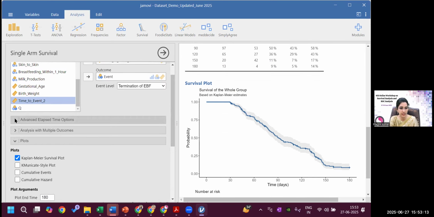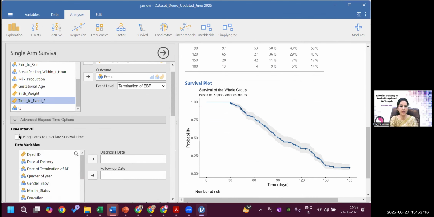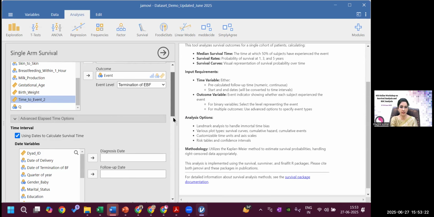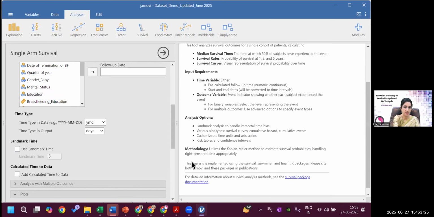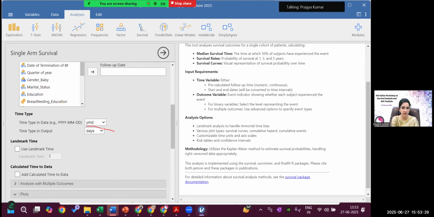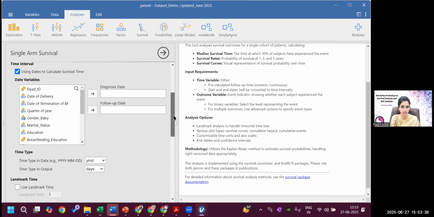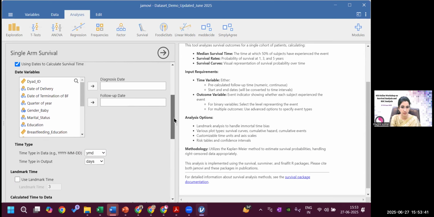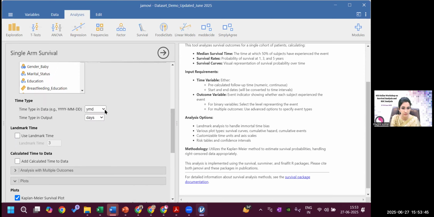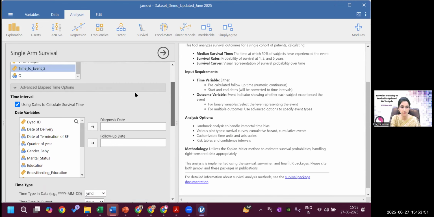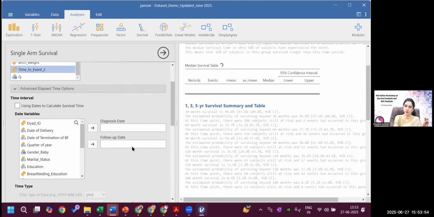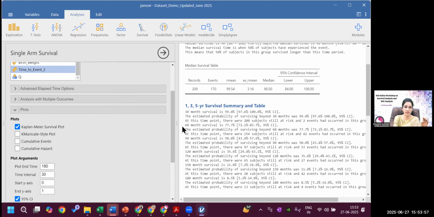And here I have changed the dates like this. You click on this advanced elapsed time option. Click on this using dates to calculate survival time. Come down, and from here you can see it is writing the days. And you can see here it is year, month, and day. But they have some other options also. No, I'm not changing. I'm just seeing it because we have to. So this is how we change it.